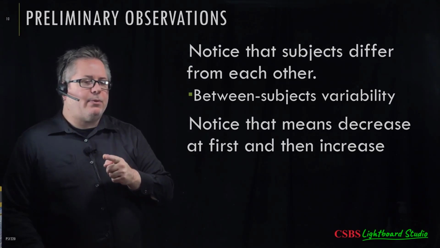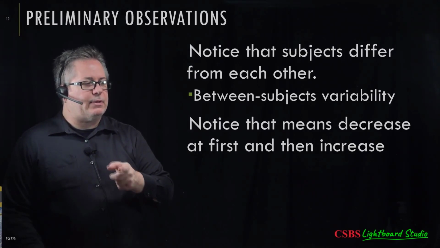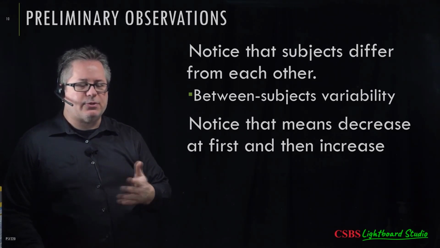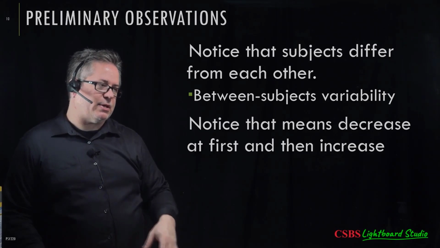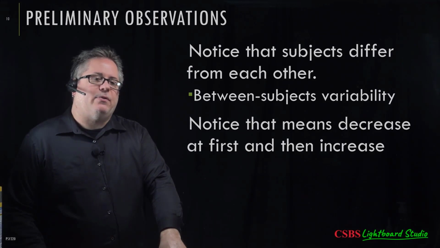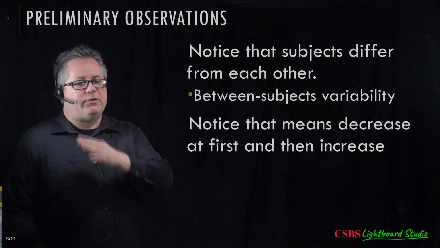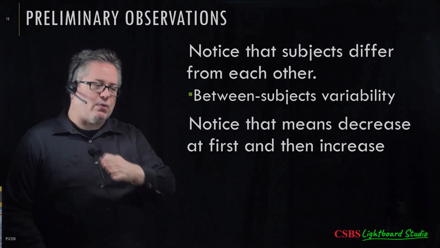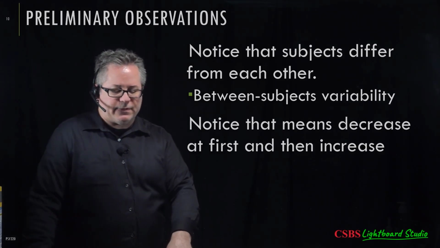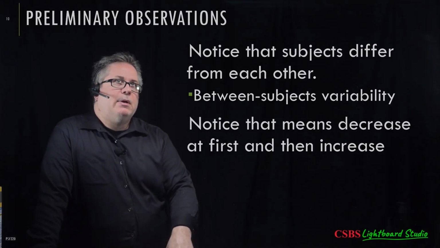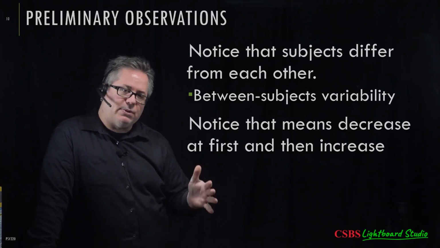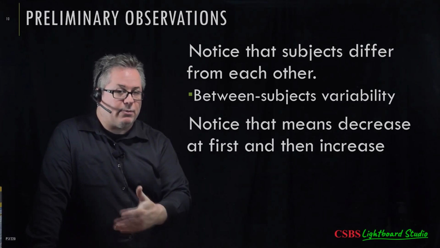So some preliminary observations of the data on the previous slide are that subjects differ from each other. There are some subject differences, especially along those averages. So we're getting some between subjects variability. And you also notice that the means decrease at first and then increase. So there's a drop in recall and then a rebound in recall that we would expect if it's the THC in their system that's causing the memory impairment. Once the THC is out, you expect the memory to come back.